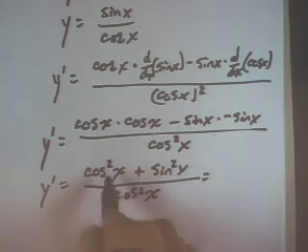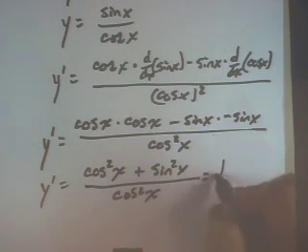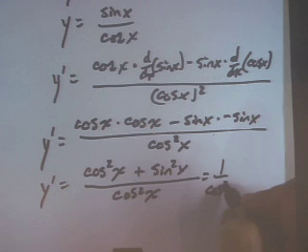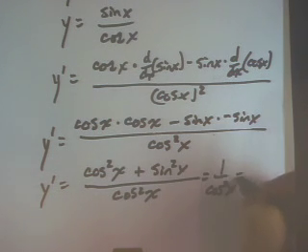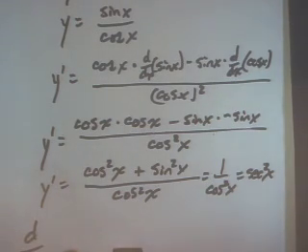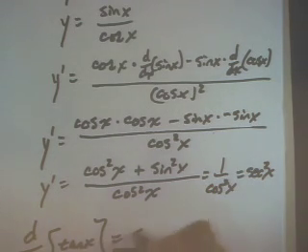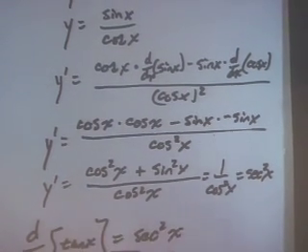And we recognize by the Pythagorean identity that cosine squared x plus sine squared x is 1, so we have 1 over cosine squared x. And then by the reciprocal identity, we recognize that that is secant squared x. So we've just generated a rule for tangent. If you're differentiating tangent, you get secant squared x.